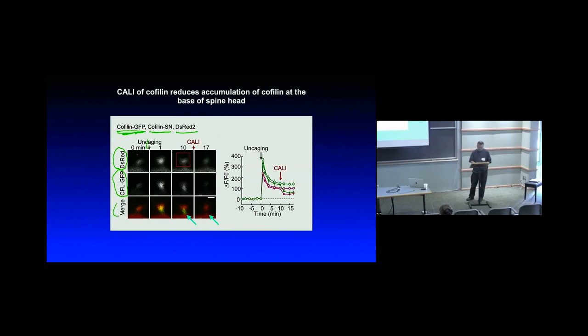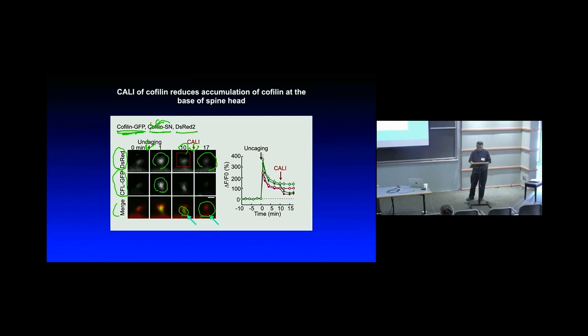By inducing LTP by photo-uncaging glutamate, you can see expansion of the dendritic spine and accumulation of Kavli around the bottom of the spine head. After 10 minutes, you can start to see the accumulation of Kavli here. Then we activated Supernova, and Supernova kills the Kavli. What you can see is that the Kavli accumulation disappears, as we can see in the GFP channel. At the same time, the volume goes back.